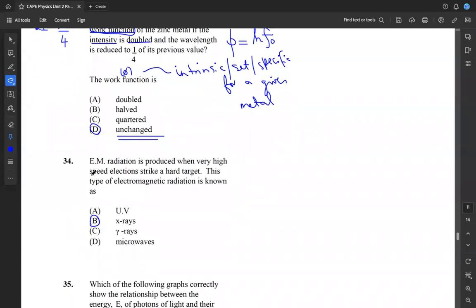34 now. Electromagnetic radiation is produced when very high-speed electrons strike a hard target. This type of electromagnetic radiation is known as X-rays, because that's how we produce X-rays. We literally take high-speed electrons and we strike it against a hard target. And when we do that, that's how we produce X-rays. So the answer here is just gonna go straight into X-rays. That's how X-rays are produced, right? So that's what we're looking for here, B.